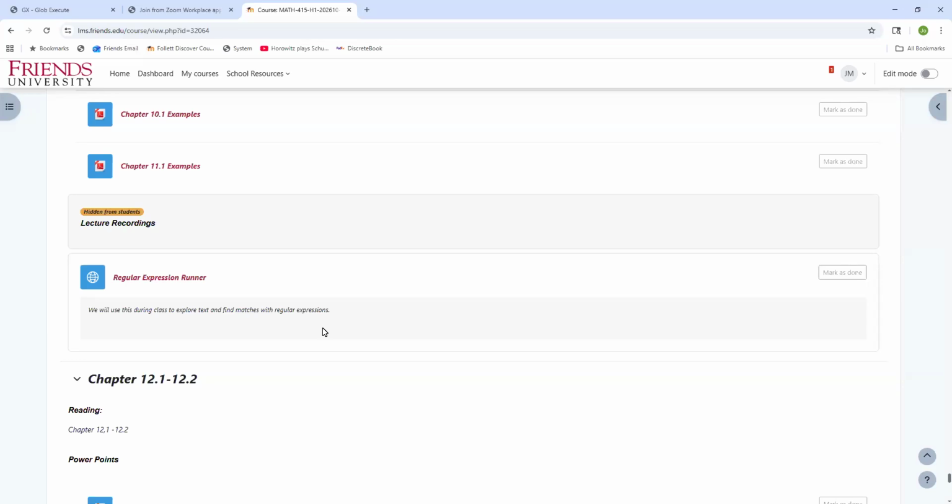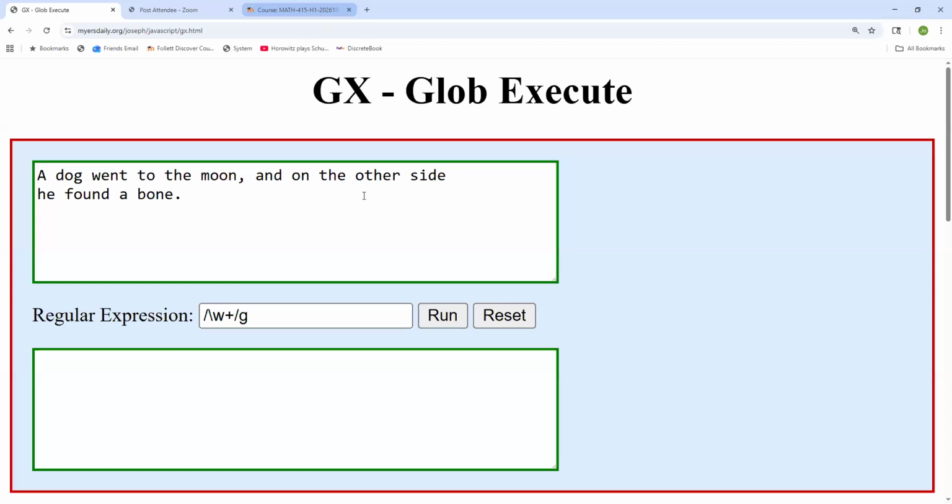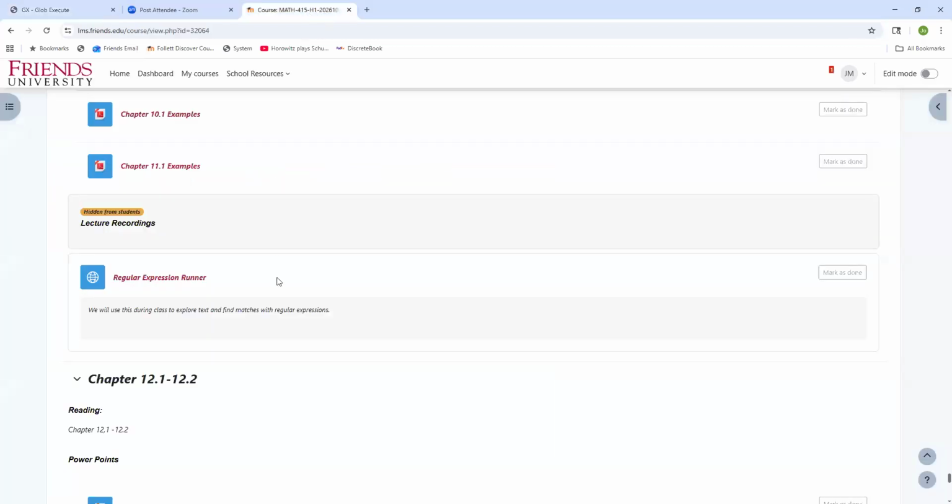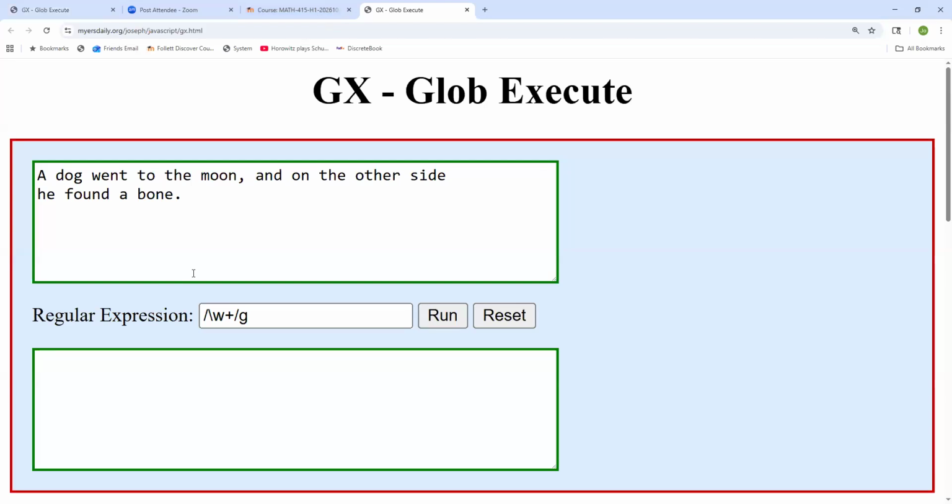Perfect. Today we're learning about something super crucial. One of the most important and critical things you'll probably learn about in computers is called regular expressions. I put a link into the Moodle shell to a regular expression runner that I made more than 20 years ago, and it still works. It's called glob execute, except nowadays they just call it regular expression.